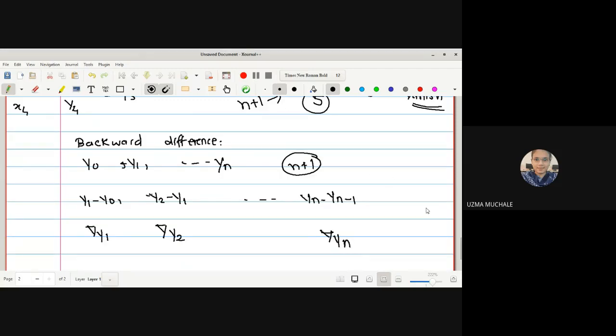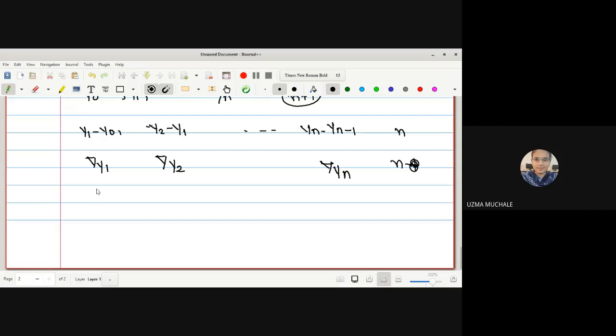Then this one will be denoted by del by n. Initially we have n plus 1 values, then it is n values. Now it is n minus 1 values. Why is it n? Simply, 1, 2, up to n values are given. This is n values. Now the next one will be n minus 1. That is the second order backward difference operator.